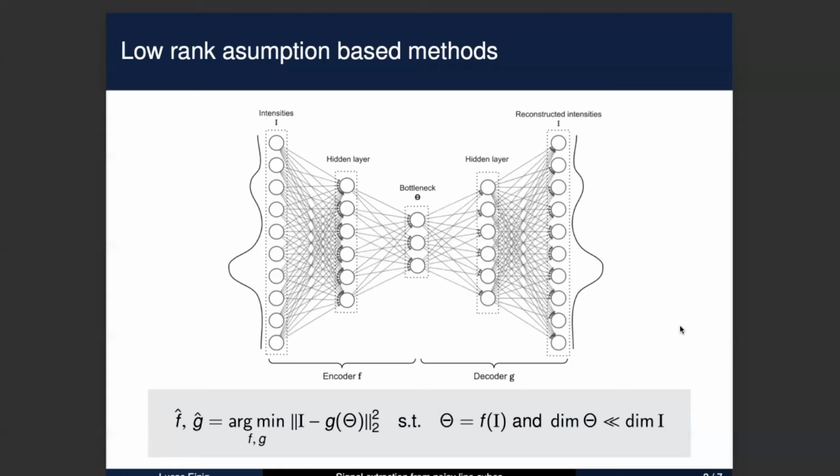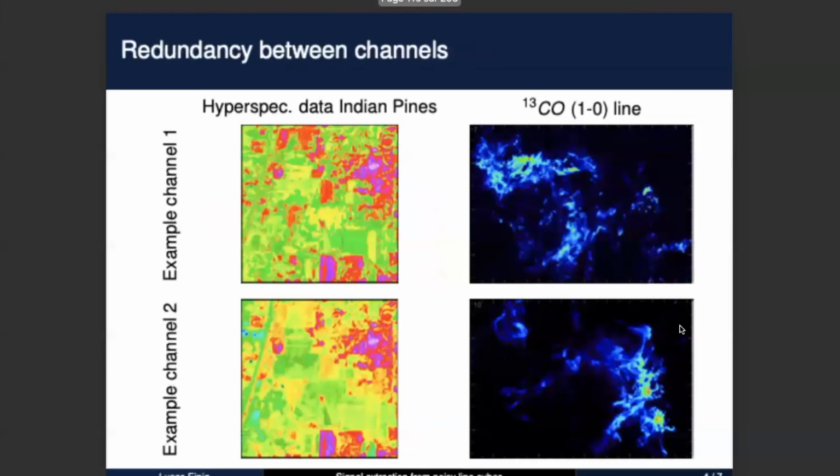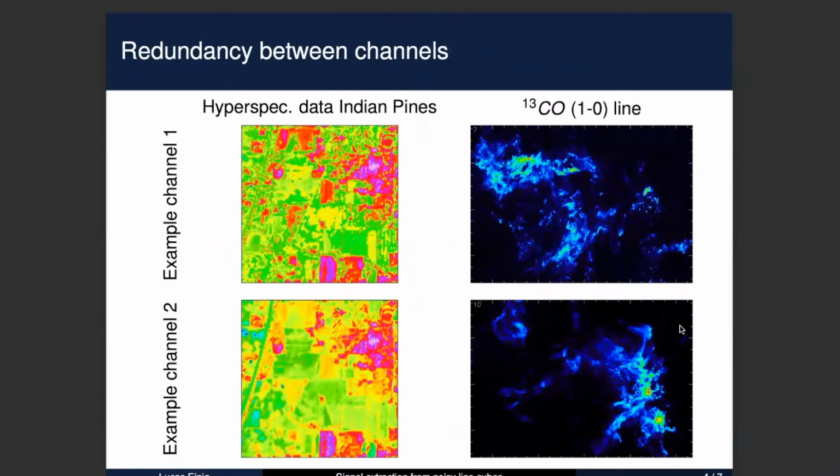And this method is really used, for instance, for continuum cubes, but in our case, this is not the case, and we'll see that there are some problems. So to represent the difference between continuum cubes and line cubes, this is the example of a very common continuum cube in the hyperspectral imaging literature, which is Indian Pines, and here are two example channels for Indian Pines and for 13CO. What we can see is that there are a lot of similarities between the first channel and the second channel for Indian Pines.